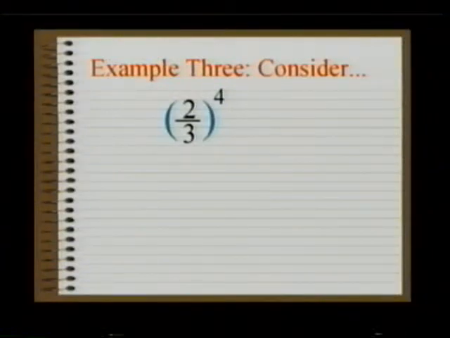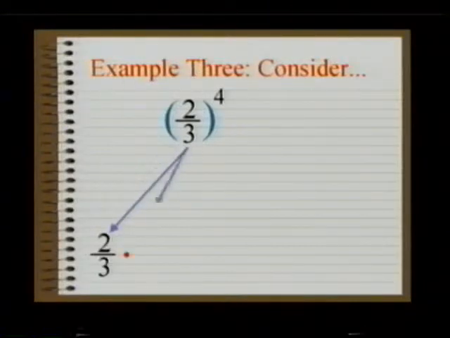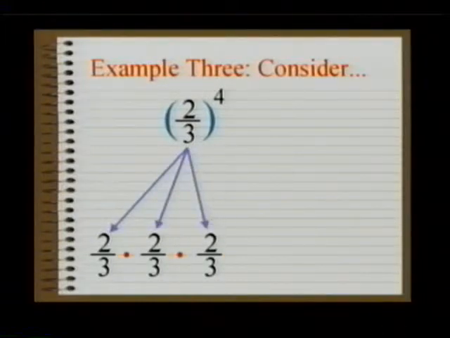2/3 to the 4th. Now this doesn't have a negative exponent in it, but what would this really mean? That 4 has power over the whole parentheses here. That would mean I'm going to take 2/3 and multiply it by itself how many times? Well, obviously 4 times. That's what basic exponents mean.